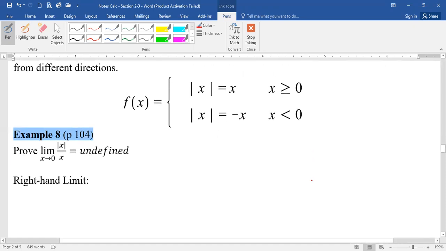So if we want to prove that the limit as x approaches 0 of the absolute value of x over x is undefined, we look at both the right hand and the left hand limit. So an undefined, remember we write as this does not exist. You can use that DNE.